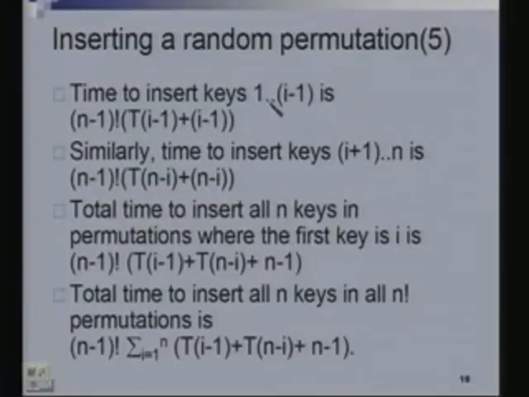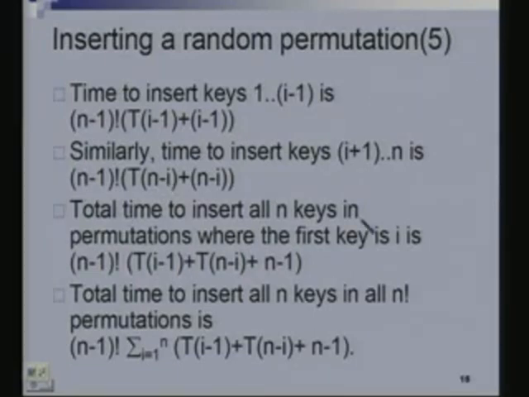So, to recap, time to insert keys 1 through I minus 1 is n minus 1 factorial times T(I minus 1) plus I minus 1. Similarly, time to insert the keys I plus 1 through n will be similar to this. Left or right, there is no significant difference, it is just that here there are I minus 1 keys that I am inserting, now I am inserting n minus I keys. So, wherever there was I minus 1 here, I will replace it by n minus I, because that is the number of keys I am inserting now. So, that would give me this expression. This is to insert the keys in the right subtree.